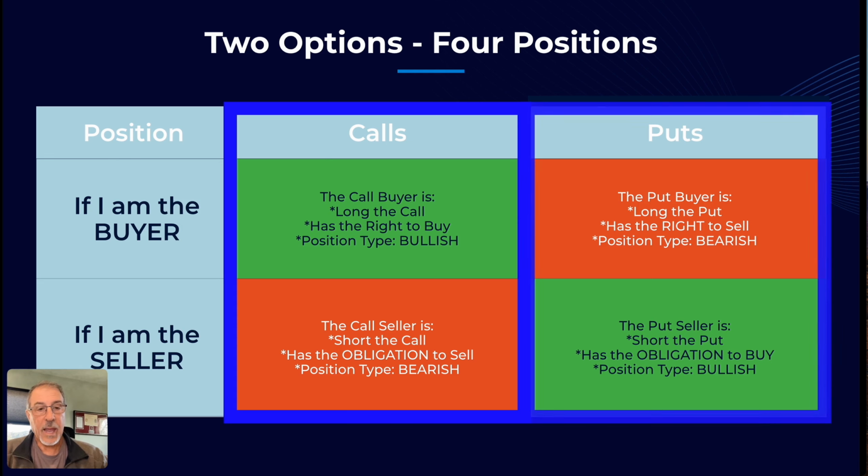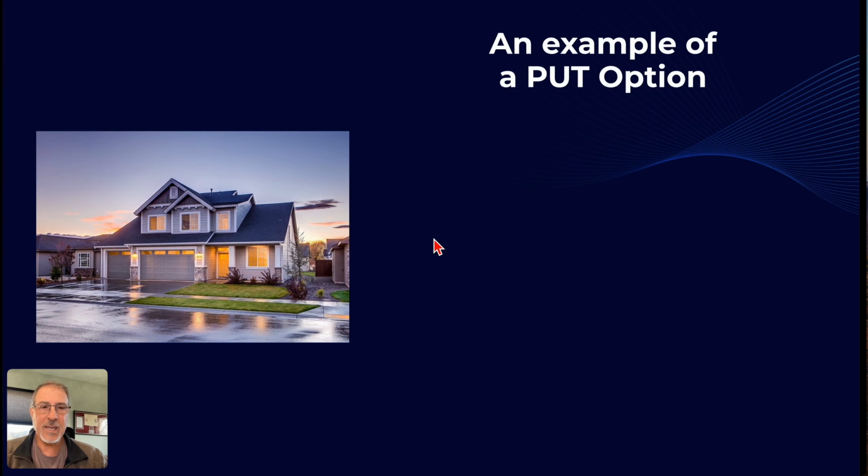So in the case of puts, the put buyer is long the put. They have the right to sell at a certain price, and it's considered a bearish position. The put seller is short the put. They have an obligation to buy at whatever the strike price is, and it's considered a bullish position. So it's easy to say all this stuff, but let's dig into an example.